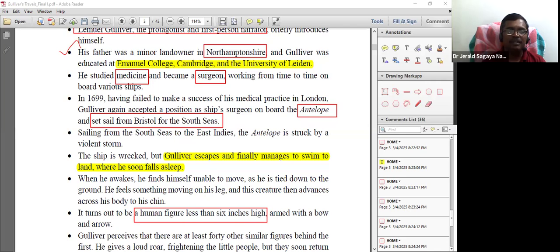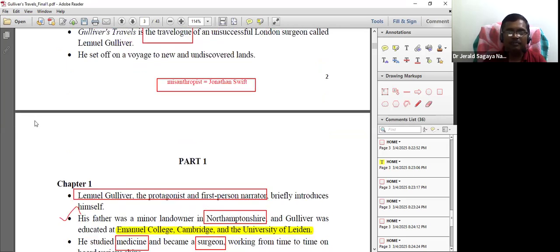This particular work has 2 prefaces. How many prefaces are there? 2. Okay. And who is the speaker of the preface? The speaker of the preface is a person by name Richard Simpson.